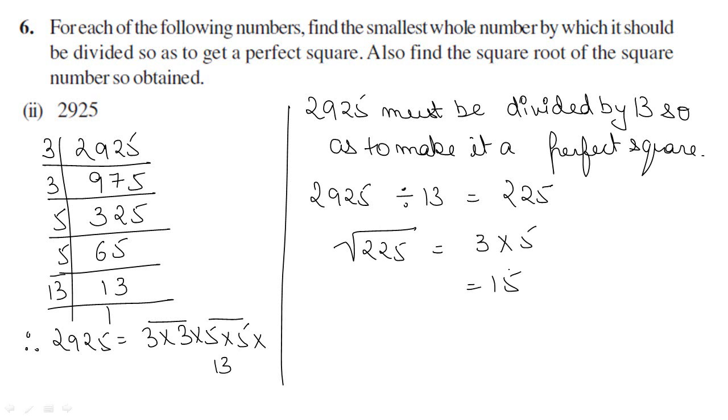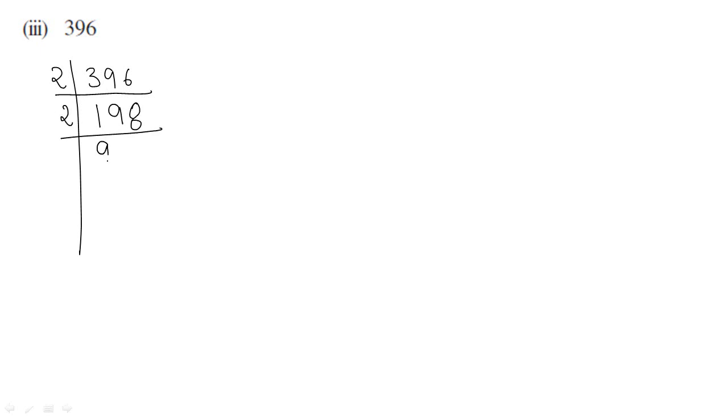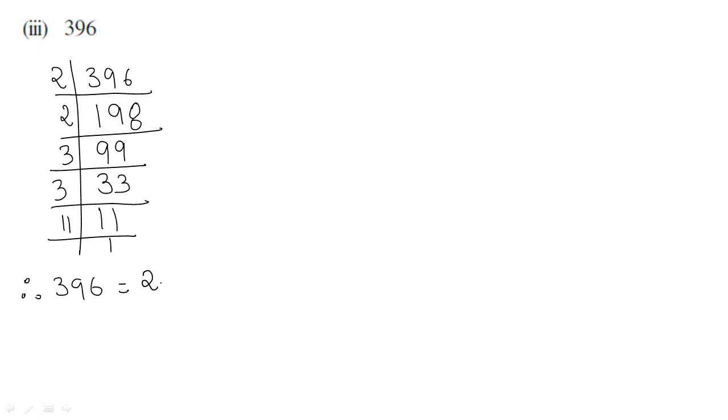Simple, right? Now let's see the third part. Again it is a case of division. So first let's do the prime factorization. It will go on 2, 2 1s are 2, 2 9s are 18, 2 8s are 16. Again on 2, 2 9s are 18. Now on 3, 3 3s are 9, 3 3s are 9. Again on 3, 11. Therefore 396 is equal to 2 into 2 into 3 into 3 into 11.